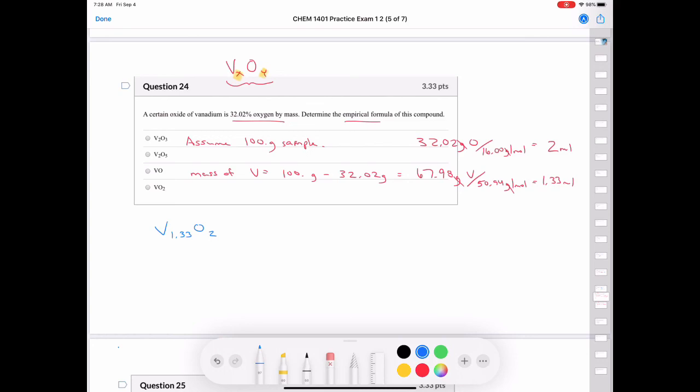If you were to take this formula here, V 1.33, O 2, and multiply that by 3, you'd end up with V4O6. But still, that's not an empirical formula, right? That's not the simplest whole number ratio of vanadium and oxygen in this compound. If we divided the whole thing by 2, we'd end up with V2O3, and we can't simplify that any further. And so the answer is, the empirical formula is V2O3.